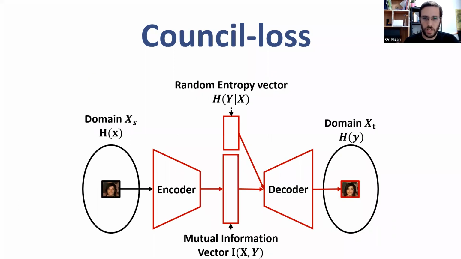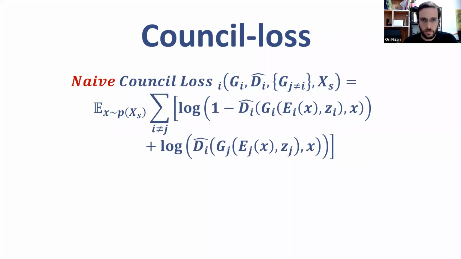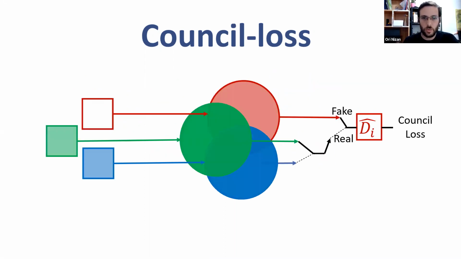To enable multimodal output, we first encode the input image. This encoding should contain the common information between the domains, which we would like to preserve, like head pose, for example. In addition, we added a random entropy vector that should contain the rest of the information that is not shared between the domains and should be added, like facial hair when translating from female to male. What is added to our equation is the encoder and the random entropy vector. In addition, we use that entropy vector to help the council converge.